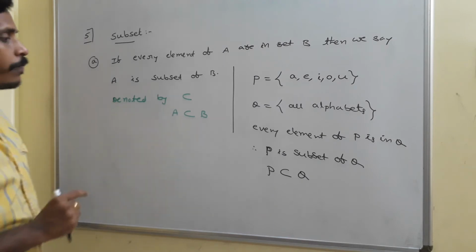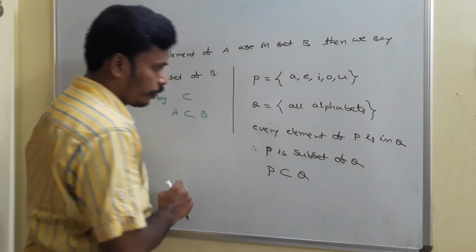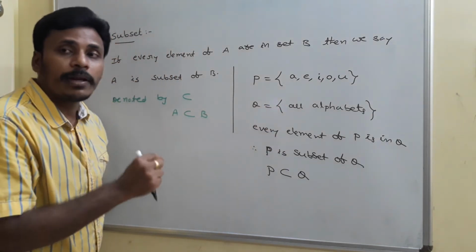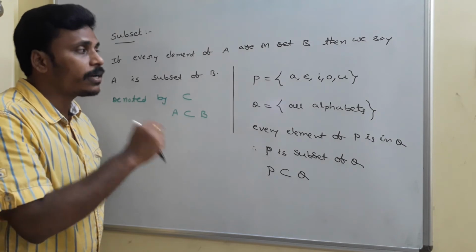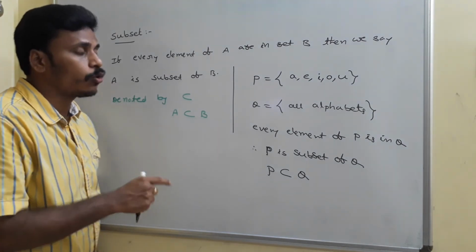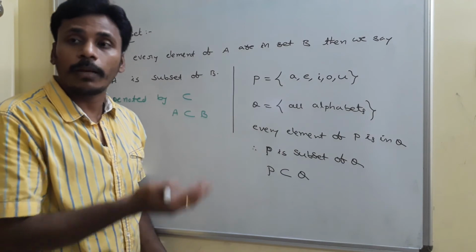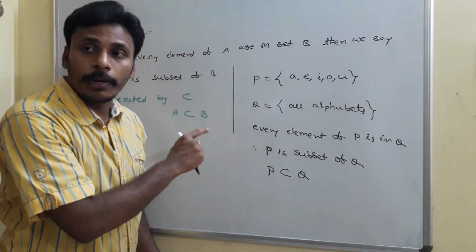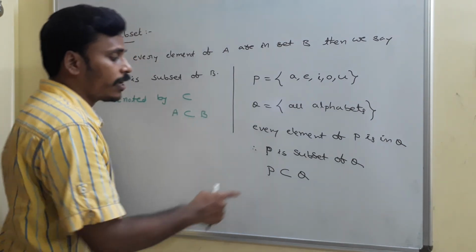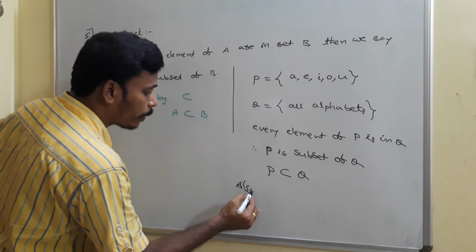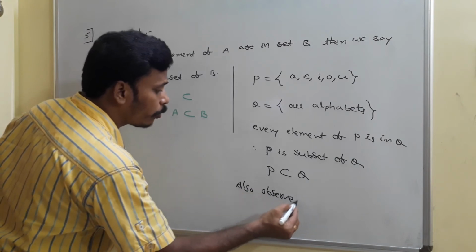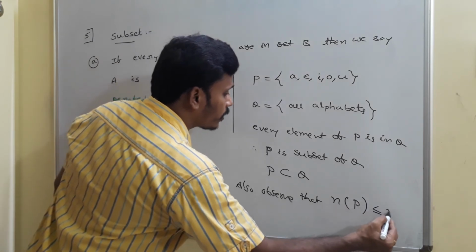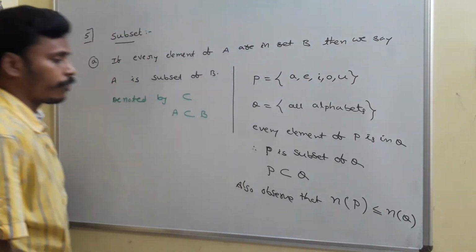And one more thing: since P is a subset of Q, every element of P is in Q. For sure the elements in P are in Q, but in Q there may be more elements also, and there may be an equal number of elements also. See, P is equal to A, E, I, O, U. Every element of P is in Q. Here in this particular case, P is a subset of Q. Also observe the number of elements in the sets. Since P is a subset of Q, for sure the number of elements in P is less than or equal to the number of elements in Q.